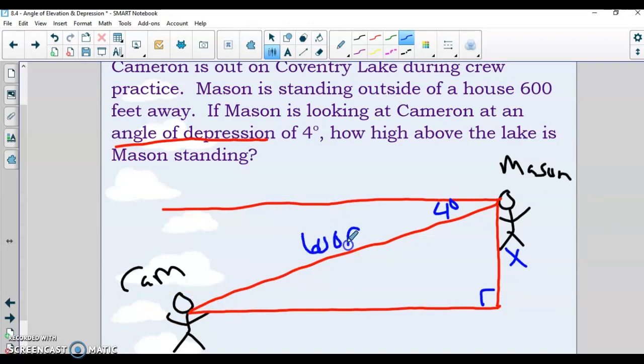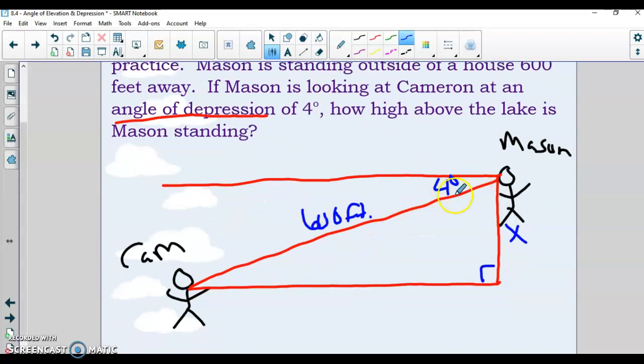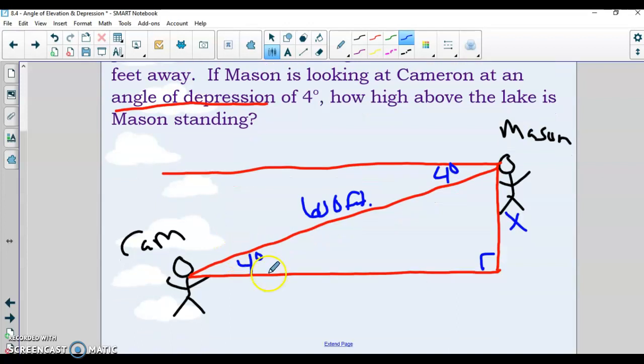Now what you might notice is that this 4 degrees, my angle of depression, isn't located inside the triangle. How can we use trigonometry if I don't have the angle inside the triangle? That's where the connection I just talked about comes in, where the angle of depression is congruent to the angle of elevation. Since this angle up here is 4 degrees, I know down here, over where Cameron is, will also be 4 degrees. Now we can look inside this triangle to use trigonometry.